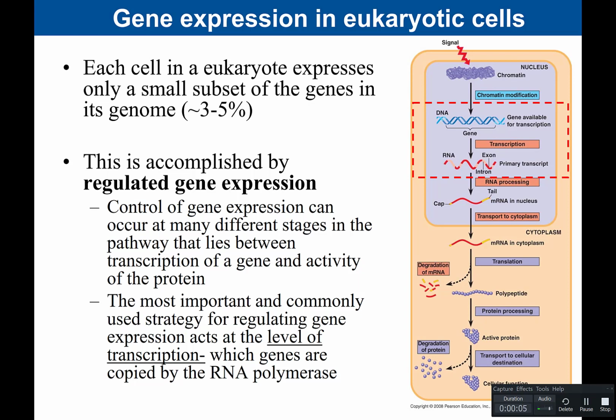The most common and important strategy for regulating gene expression acts at the level of transcription, meaning which genes are copied by RNA polymerase. The reason is that this is where you would want to start the regulation, because if you regulate it down here, you've already wasted a lot of energy making the mRNA and splicing it, etc. And so the most common way that we regulate gene expression is simply by transcription, which genes are turned on and which ones are turned off. But we will talk about the other ways in addition that gene expression is regulated.